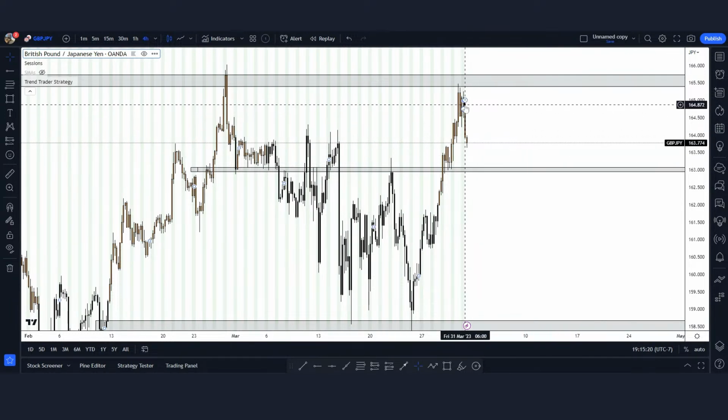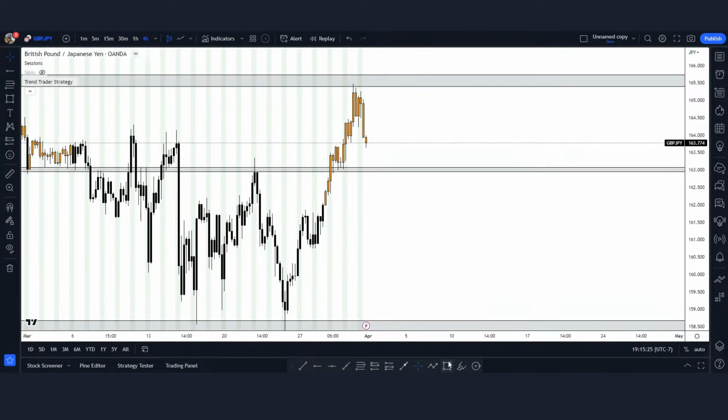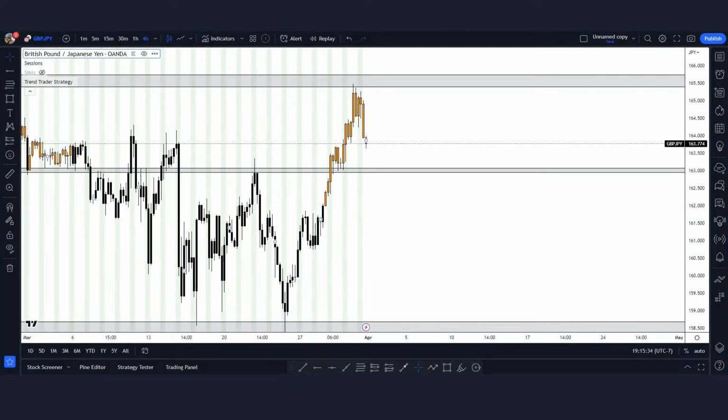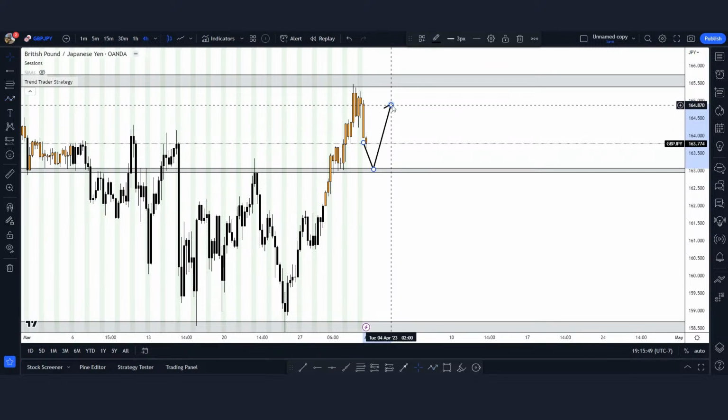So if I see price next week hit this zone, let's say I see price hitting this zone, so price comes down and hits this zone, and I'm looking for potential continuation to the upside. I want to see the lower time frames break structure.